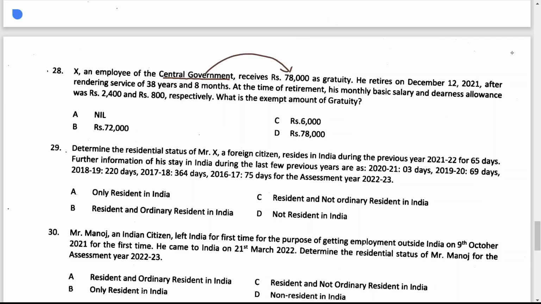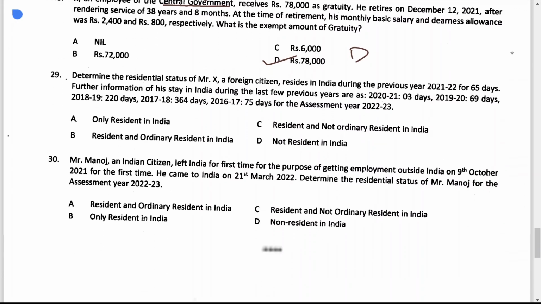Now no need to do any calculation. Directly you have to find out what is the total amount of exemption which is available to Mr. X. So here full 78,000 exemption is available. And what is taxable? Nothing will be taxable. But what is the question? How much is exempted amount? So that is why D will become your answer in this case.